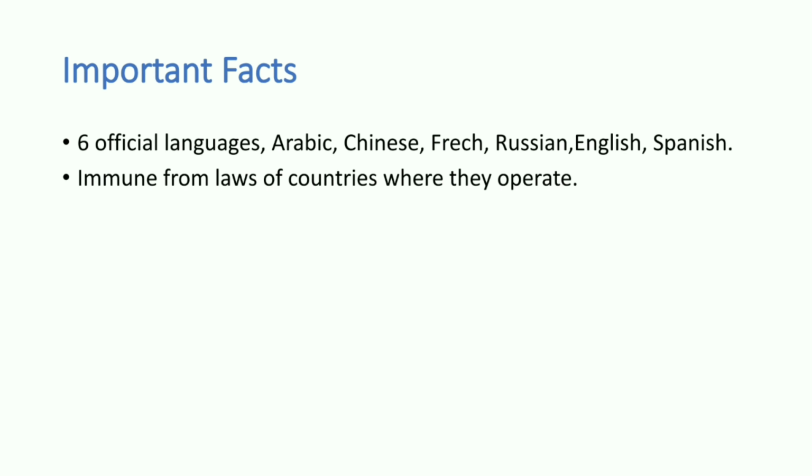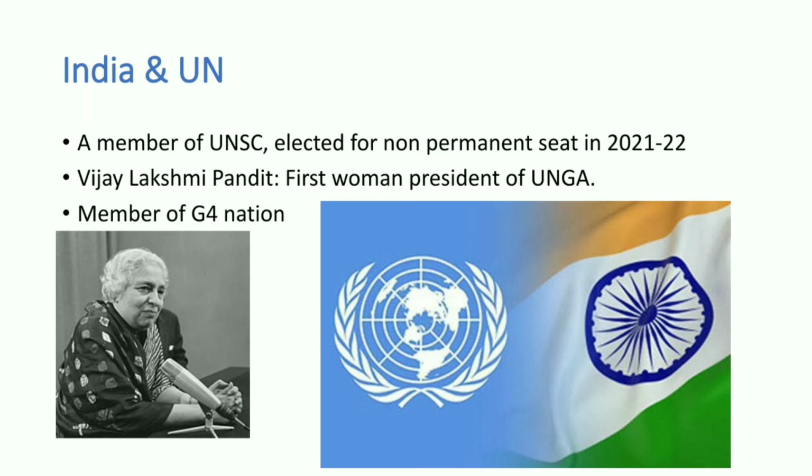Now coming to another 2 important facts about the United Nations. There are 6 official languages for the United Nations. Pardon me for the spelling of French. They are Arabic, Chinese, French, Russian, English and Spanish. Then the next fact: if the UN is working in any country, the UN is immune from that country's law. That means if the UN is working here, the law of India doesn't apply to the UN. That is it.